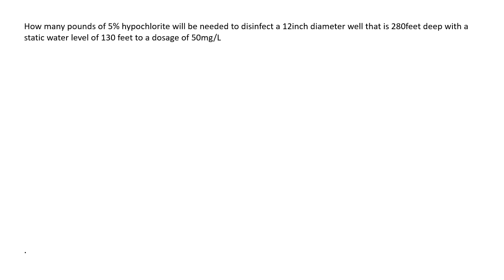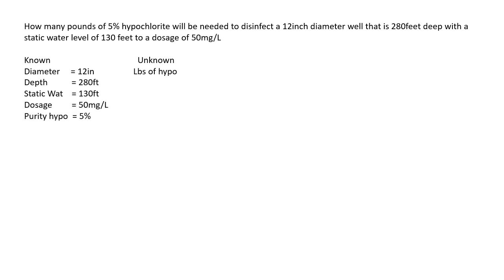How many pounds of 5% hypochlorite will be needed to disinfect a 12-inch diameter well that is 280 feet deep with a static water level of 130 feet to a dosage of 50 milligrams per liter? First, we need to pull our knowns and our unknowns out of this problem so we can keep track of all the variables. What you know is the diameter of the well is 12 inches, the depth is 280 feet, static water level is 130 feet, the dosage is 50 milligrams per liter, the percent purity of the hypo is 5%, and we're looking for pounds of hypo.